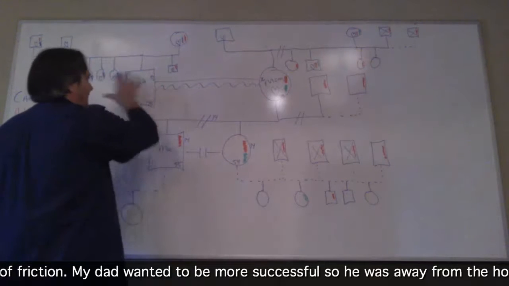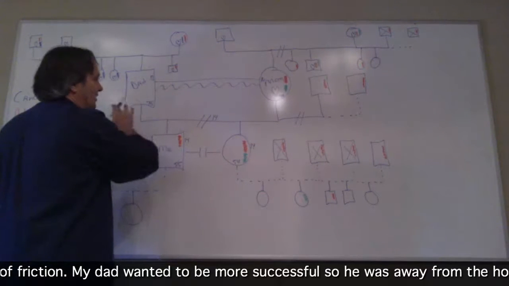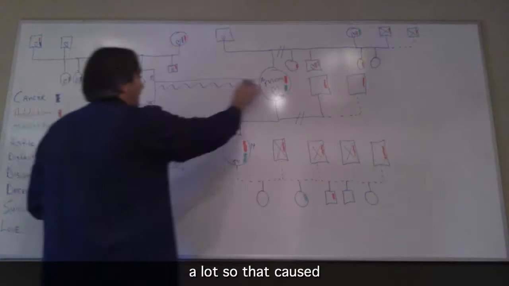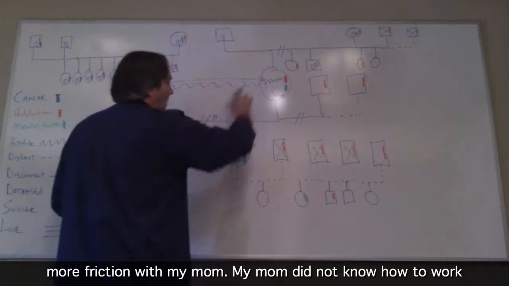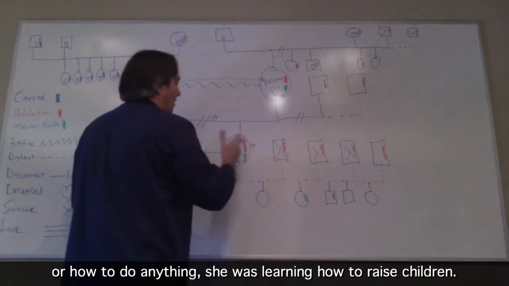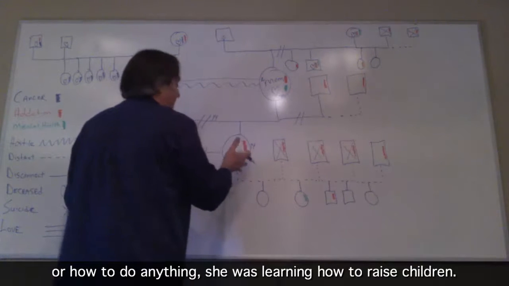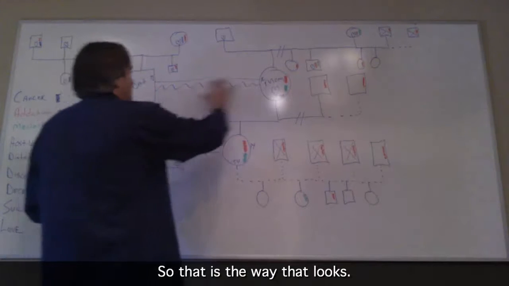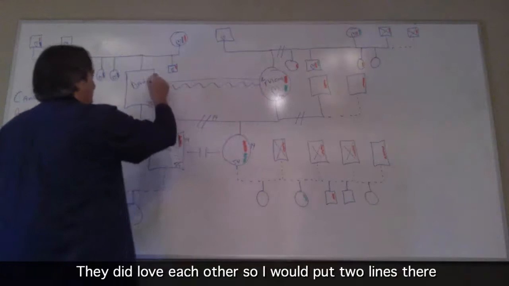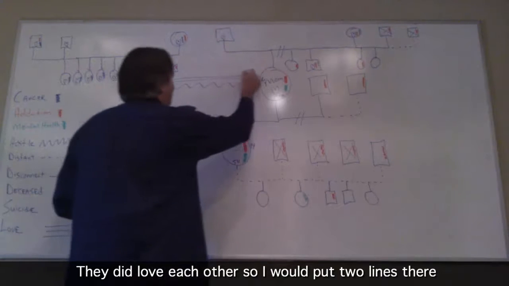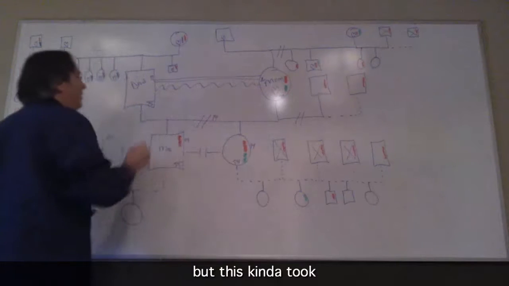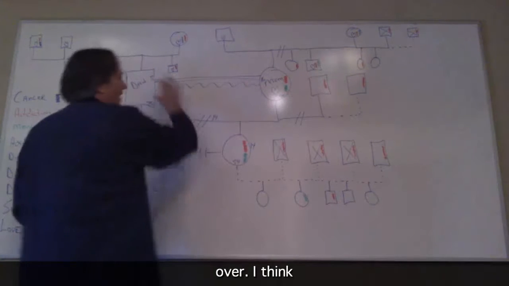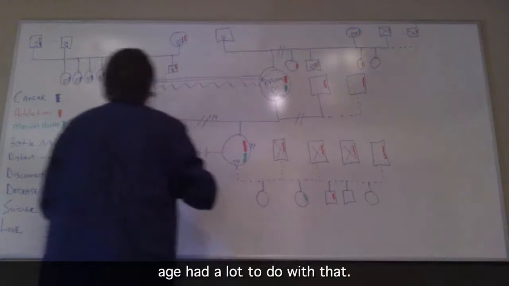And then my dad wanted to be a little bit more successful, so he was away from the house a lot. And so that caused more friction with my mom. My mom didn't know how to work or do anything. She just was learning how to raise children. So that's just kind of how that looks. They did love each other, so I would put 2 lines on, but this kind of took over all of it. And I think age had a lot to do with that.